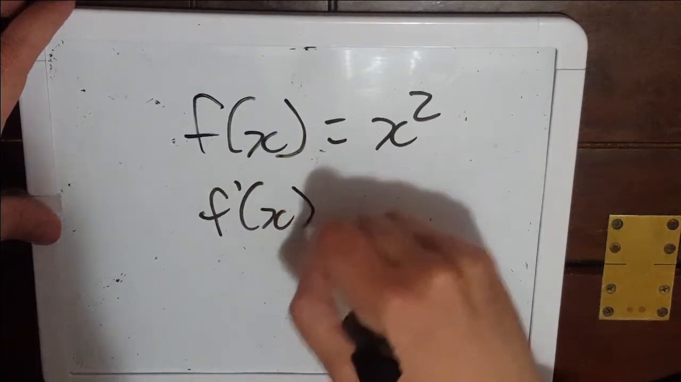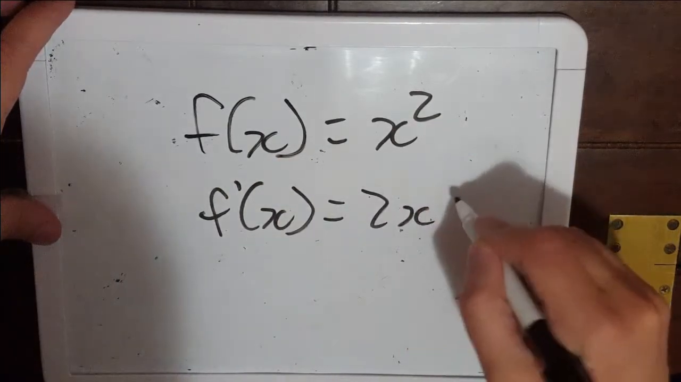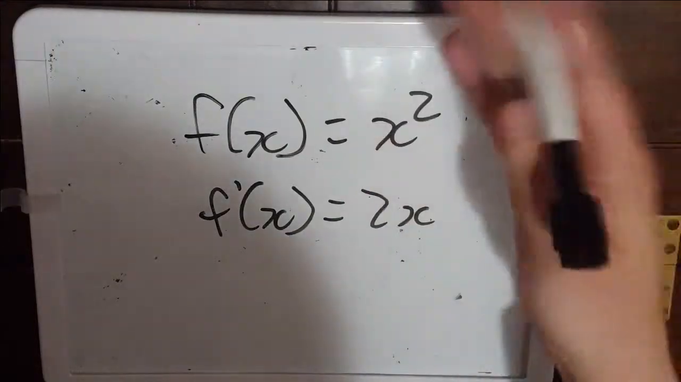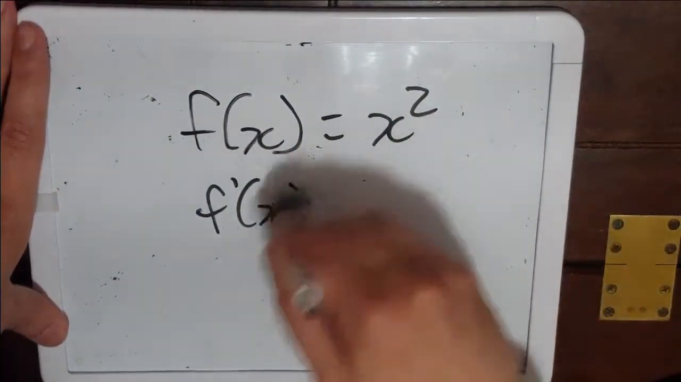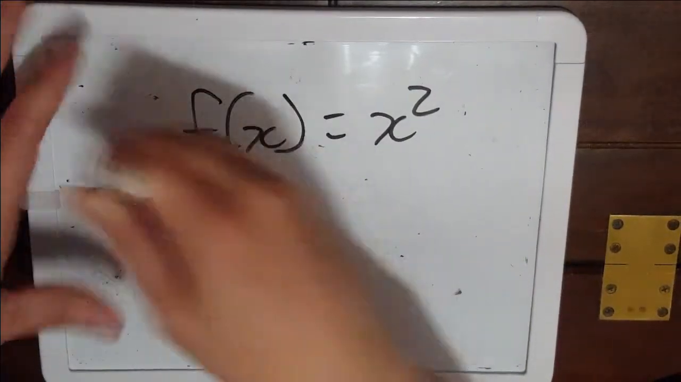Derivative of x squared with respect to x, that's going to equal 2x. If you don't understand that, learn some calculus. We're going to start with that. Okay, now we're going to move on to some multivariable calculus.